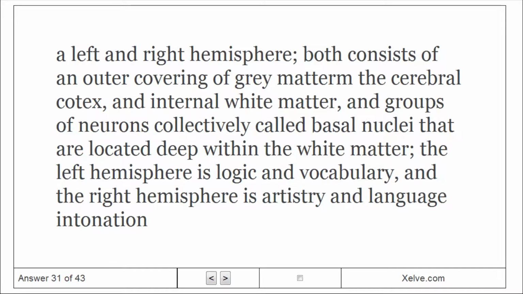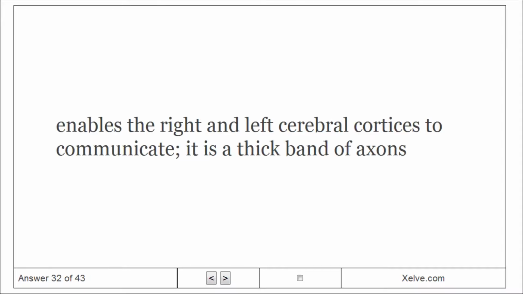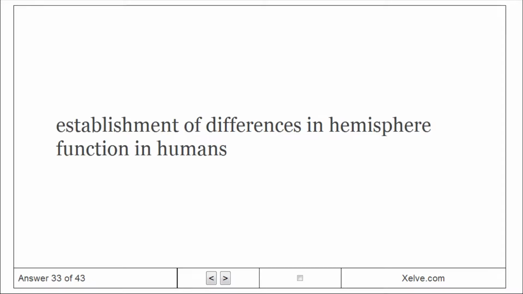Corpus callosum enables the right and left cerebral cortices to communicate. It is a thick band of axons. Lateralization. Establishment of differences in hemisphere function in humans.